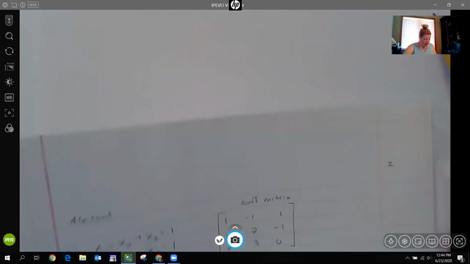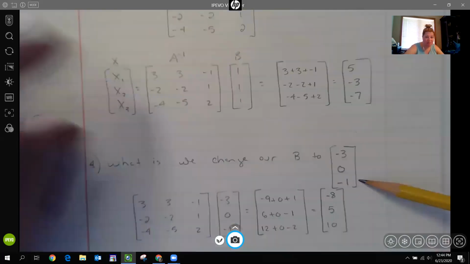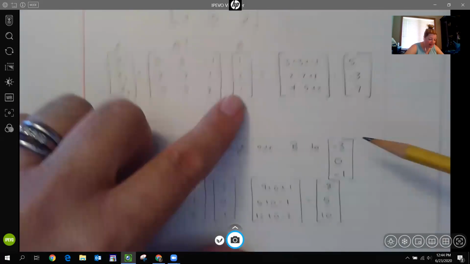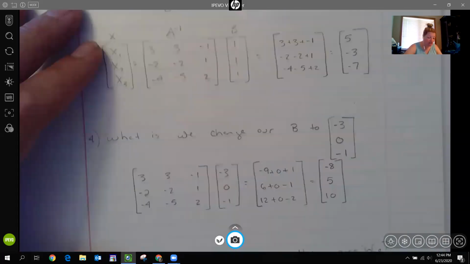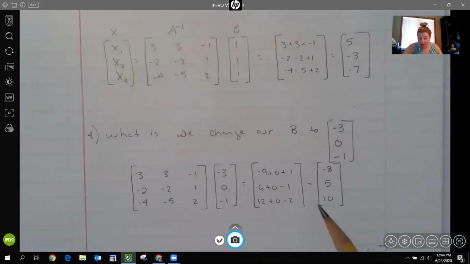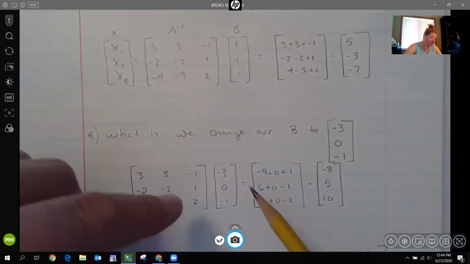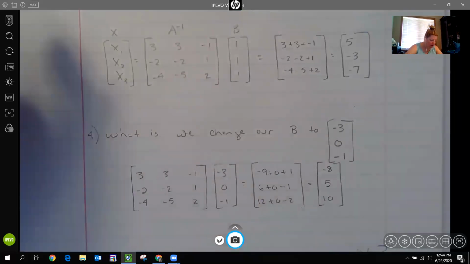Okay. So my next little piece here is, what if I change B from 1, 1, 1 to -3, 0, -1? So for whatever reason I change it, then all I have to do is multiply it again by the inverse, always having your numbers be second, and you would get out your answers for the new one.